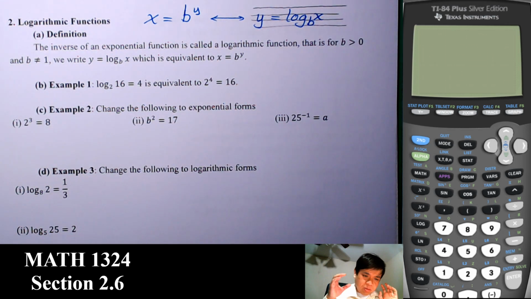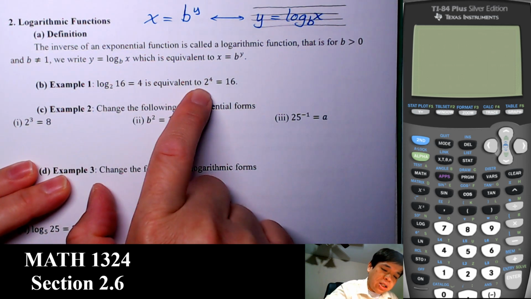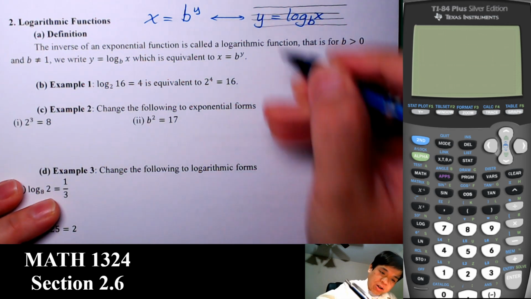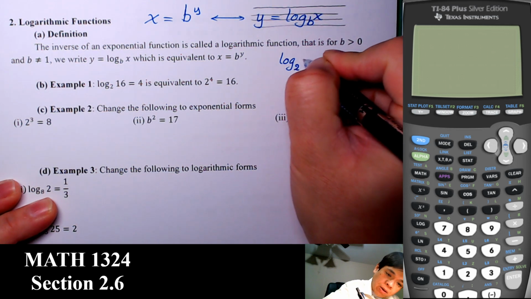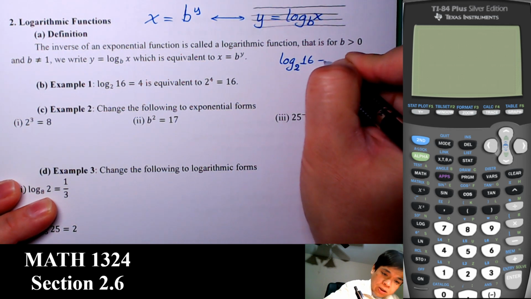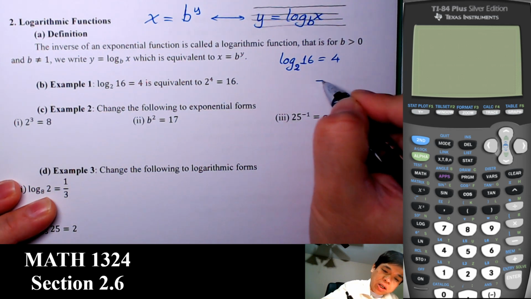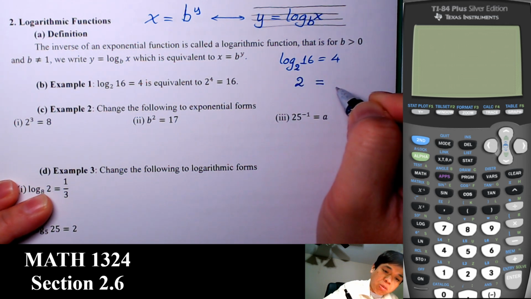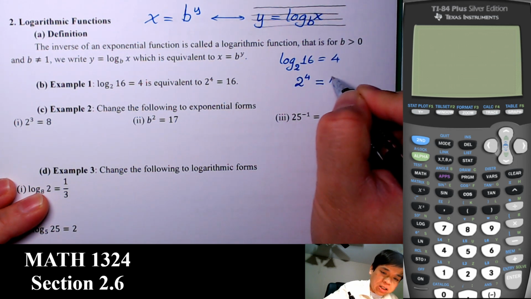So let's just focus on that. Log base 2 of 16 equal to 4 is equivalent to 2 to the 4 equal to 16. Now let's write it out. Log base 2 of 16 equal to 4. You see the equal sign will be in the middle. The 2 is the base. Now in the exponential form, the 2 will be on the normal level. Now we're swapping the 4 and the 16. The 4 goes here and the 16 goes here.